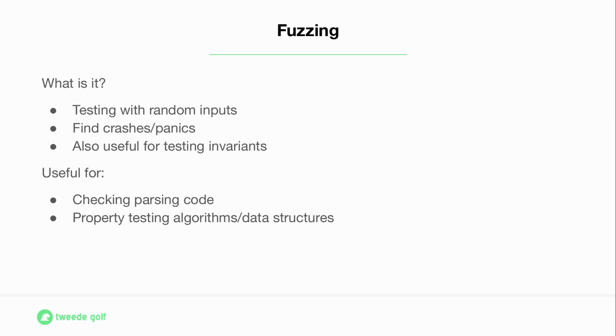So it's useful for all sorts of things. We use it to check, for example, our parsing code, but we also use it to property test algorithms and data structures: do things behave the way we expect them to, that sort of thing. So what does Rust provide for this?